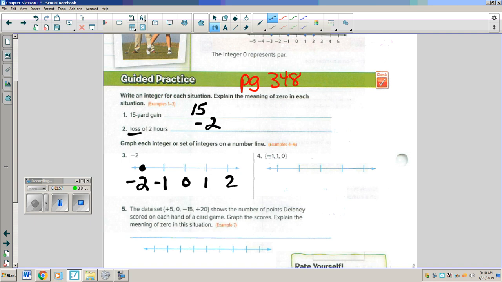Negative 1, 1, and 0. Put 0 in the middle. 1, 2, negative 1, negative 2. My first one is negative 1 right there. Positive 1 is there, and 0 is there.